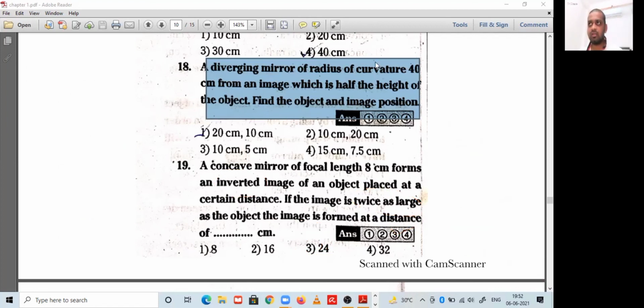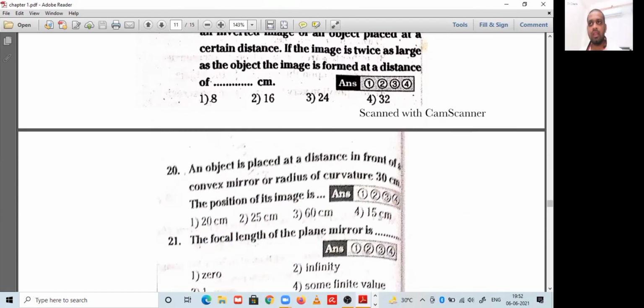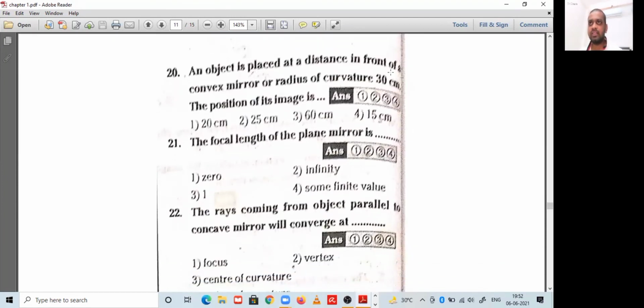And coming to the 20th question. An object is placed at a distance in front of a convex mirror of radius of curvature 30 centimeters. In order to solve this question, the data is missing in the question. The radius is mentioned as 30 centimeters, so R will be plus 30 and f will be equal to plus 15 centimeters.